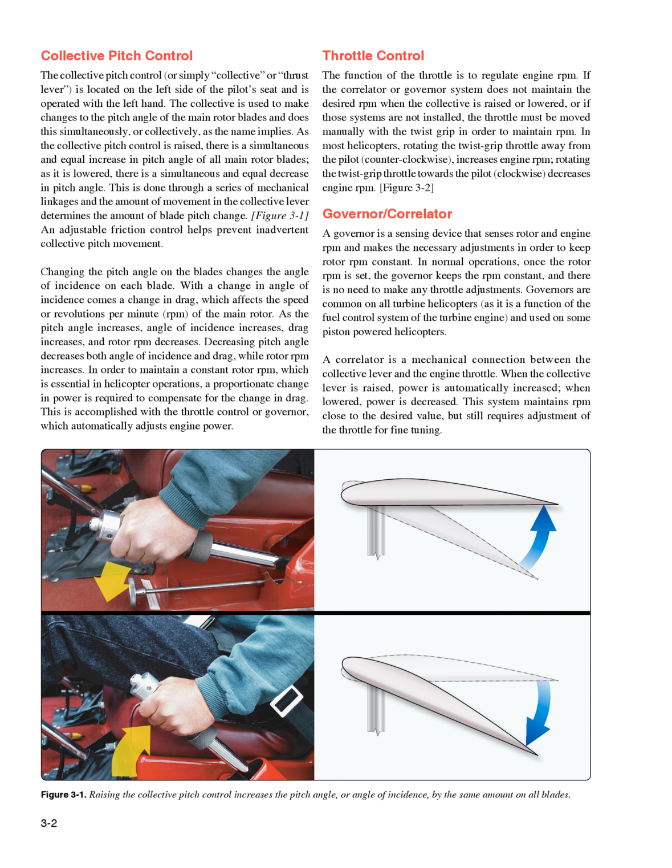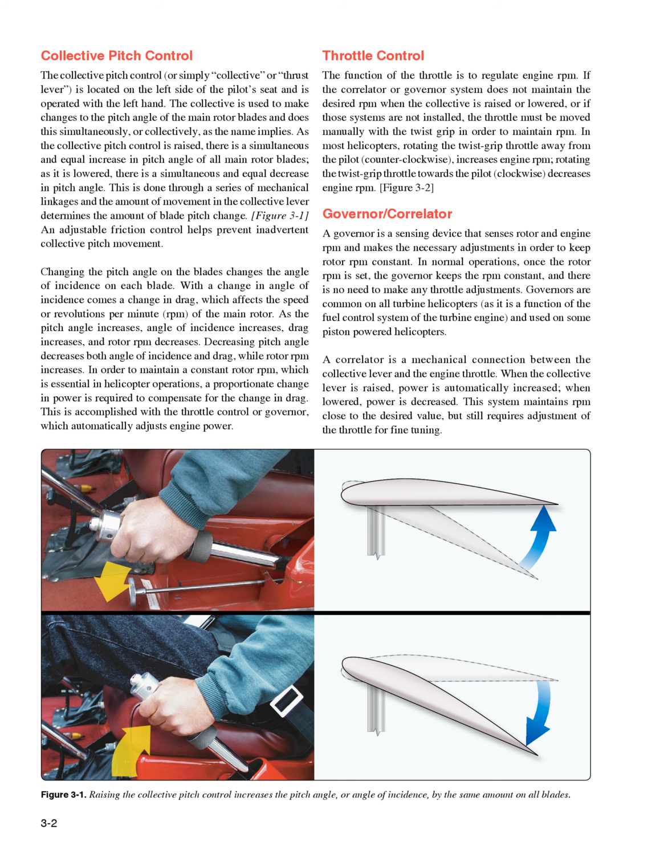Throttle control. The function of the throttle is to regulate engine RPM. If the correlator or governor system does not maintain the desired RPM when the collective is raised or lowered, or if those systems are not installed, the throttle must be moved manually with the twist grip in order to maintain RPM. In most helicopters, rotating the twist grip throttle away from the pilot, counterclockwise, increases engine RPM. Rotating the twist grip throttle towards the pilot, clockwise, decreases engine RPM.